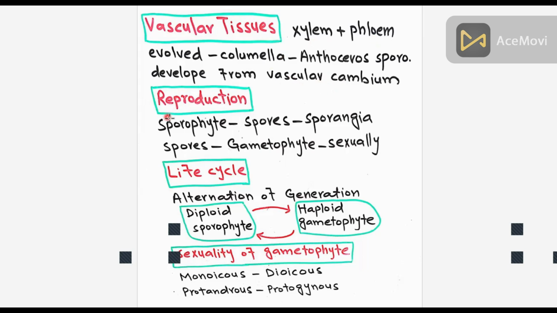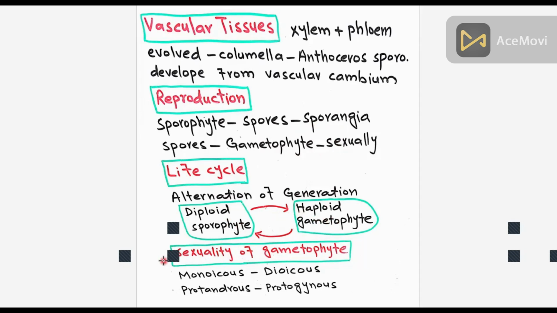Reproduction. The sporophyte reproduces by the formation of spores, and the spores are produced in sporangia, and this is asexual reproduction. The spores on germination give rise to haploid gametophyte. The gametophyte reproduces sexually. Life cycle. The life cycle of pteridophytes involves alternation of generation. This means that diploid sporophyte alternates with haploid gametophyte.